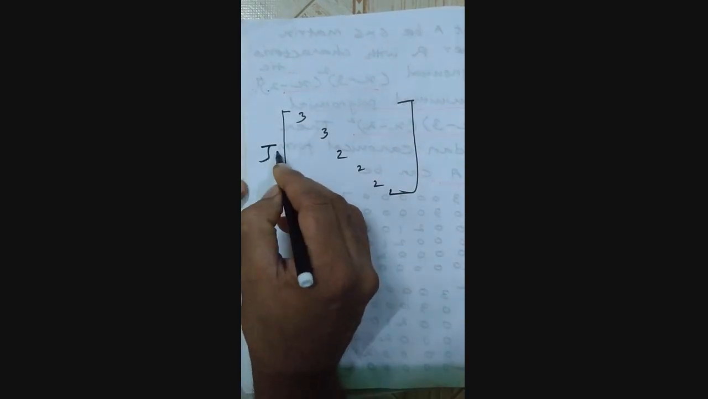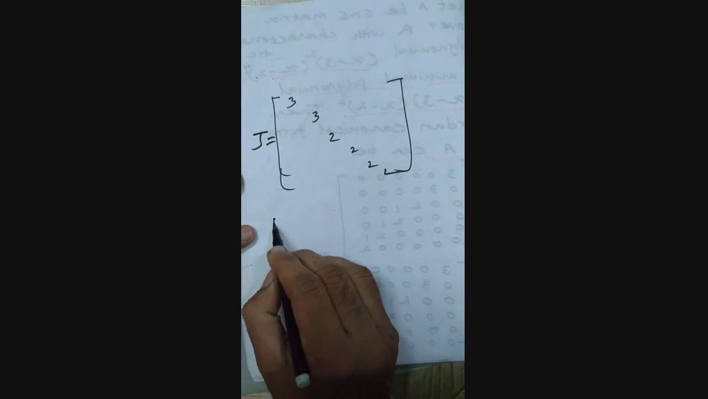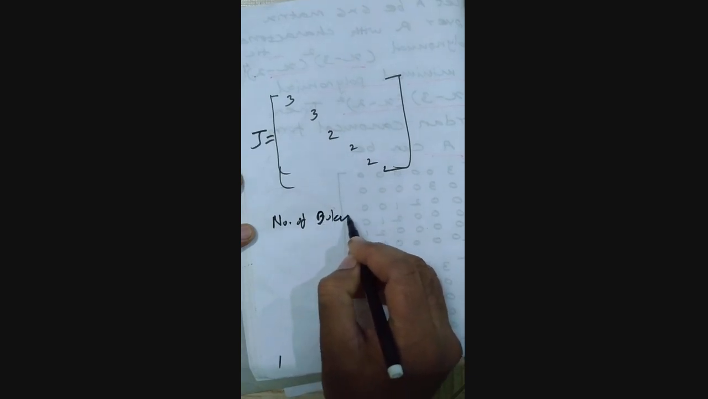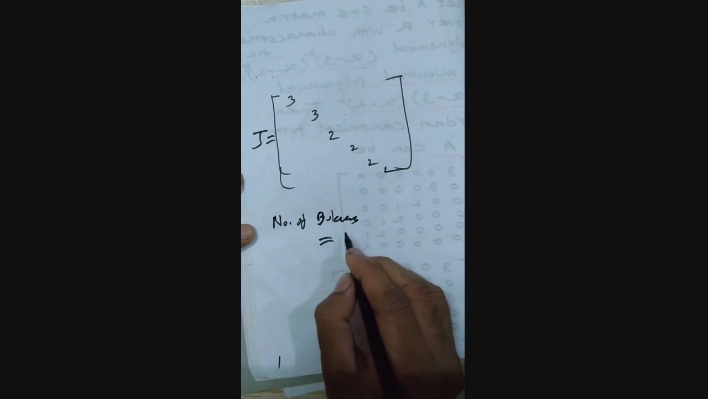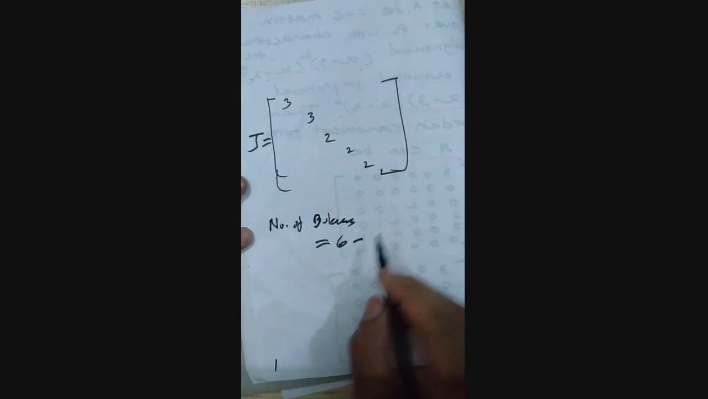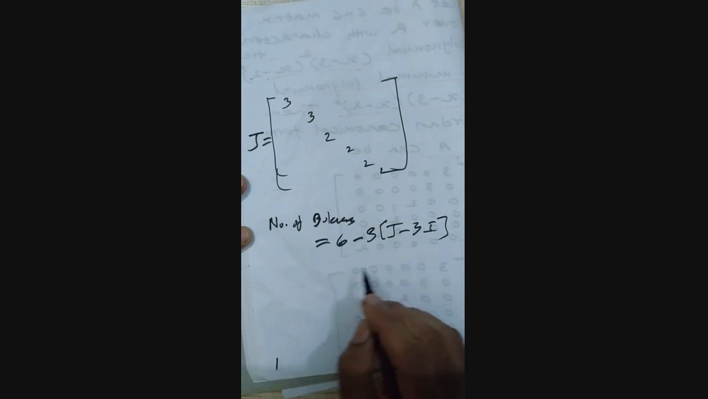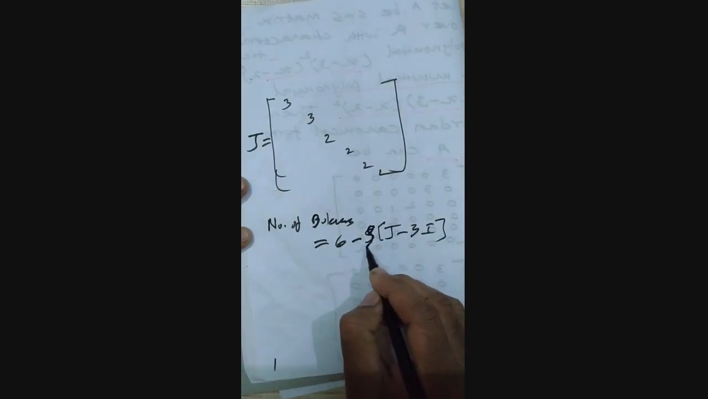the rank is 4. So how do we get the 4 in the rank? That is very important. We know the Jordan form of the given matrix is this. So this is a Jordan form. We have to find out the number of blocks, which is equal to the dimension, that is 6, minus the rank of this one, that is the rank of Jordan form minus 3I.